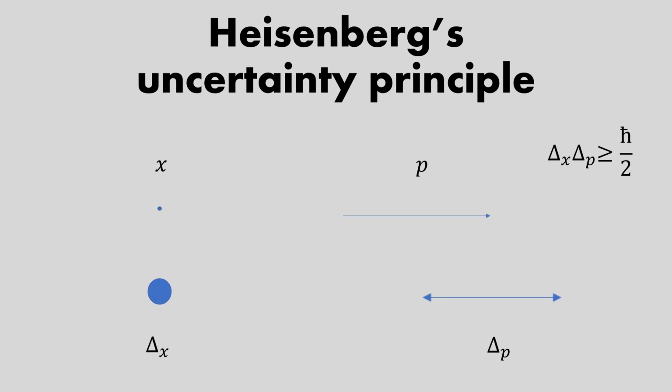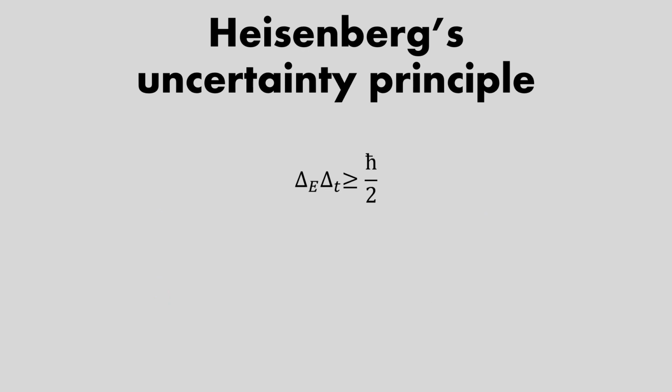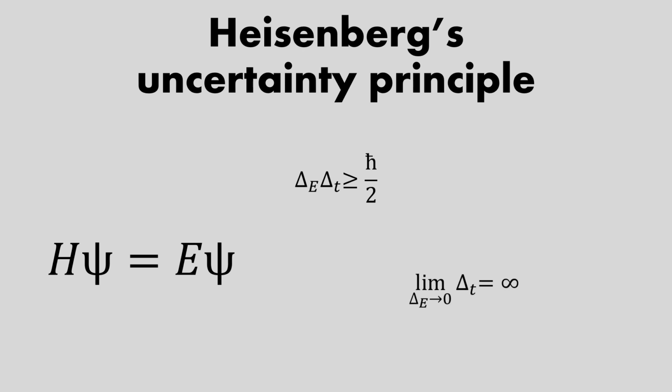There is another version of this theorem about energy and time. The idea is the same, but let's try to combine it with our equation. The psi's that solve it have a very well-defined energy level, and if the uncertainty over energy becomes closer to zero, the uncertainty of time tends to infinity. But what does it mean, an infinite time uncertainty?